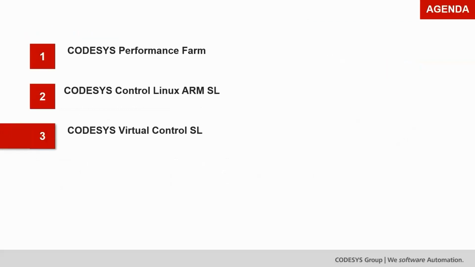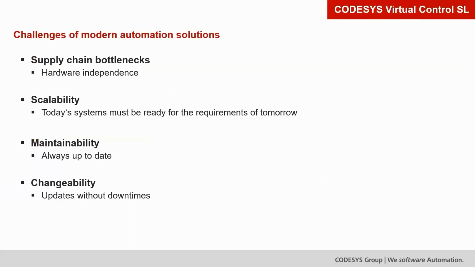Let's come to our new product, the Virtual Control SL. Here we have just detected some challenges which we see in the automation industry. One is, of course, the bottleneck of the supply chain, which is quite big at the moment, but also other challenges like the scalability, maintainability, or changeability of the IEC applications and the systems, the PLCs. And we discussed, or we invented, the CODESYS Virtual Control to tackle these challenges.